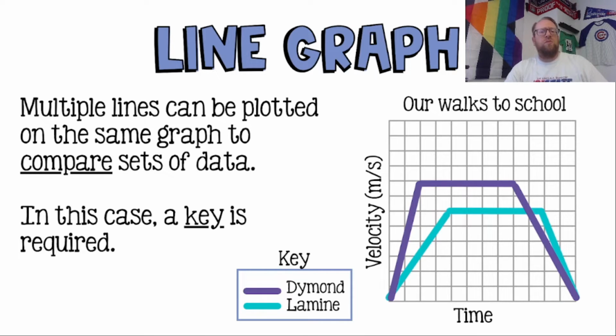We can put multiple lines on the same graph so that we can compare different sets of data. If we do that, we have to have a key so that we know which line goes to which set of data. In this example, we're still looking at our walk to school. We're graphing our velocity over time, but now we're comparing 2 different people. We have Diamond and we have Lamine, and we're comparing their speed, their velocity over time.